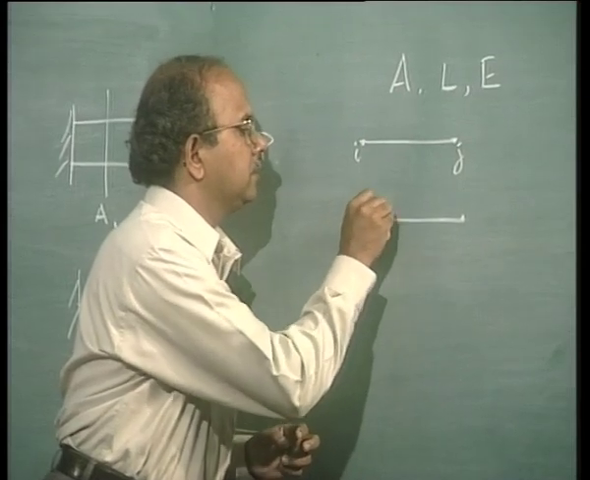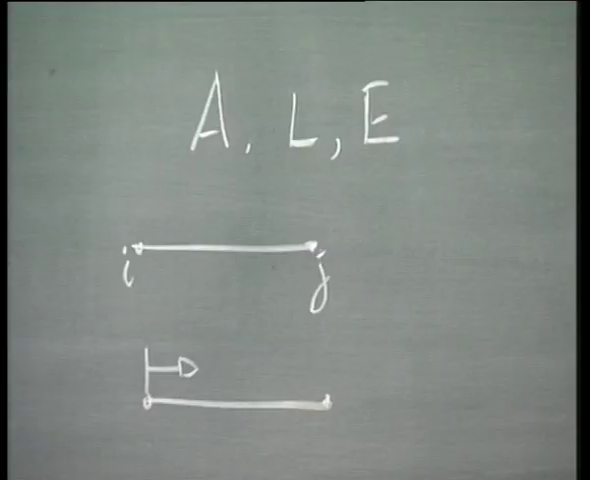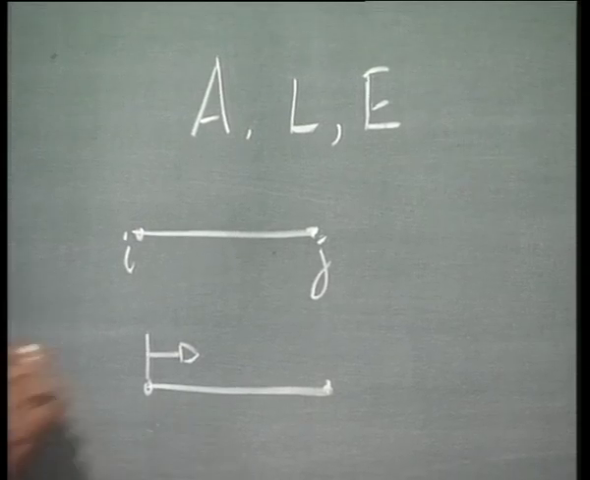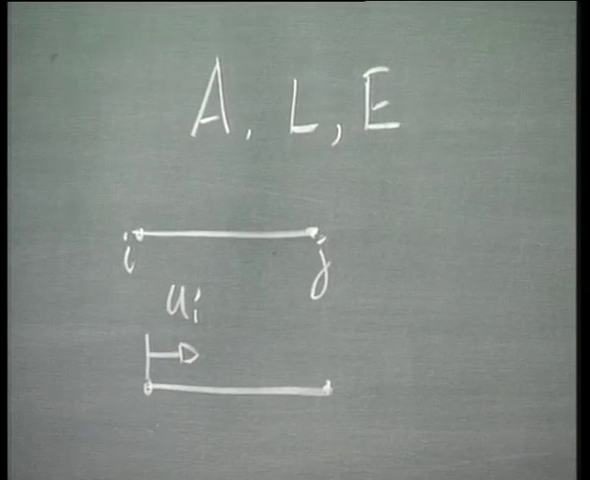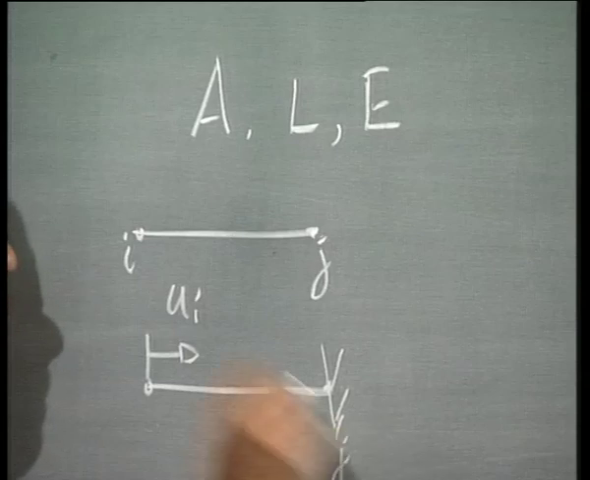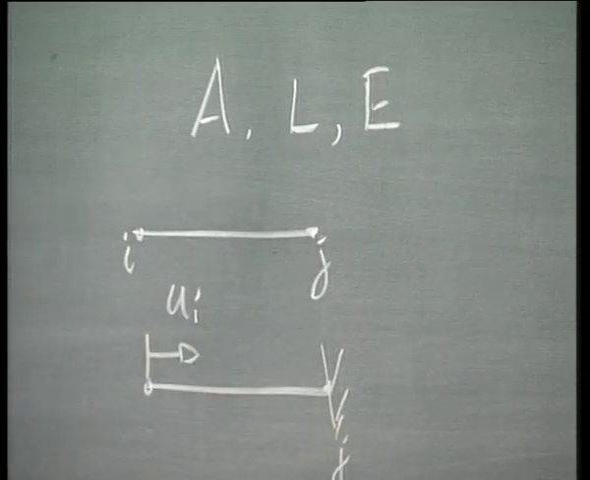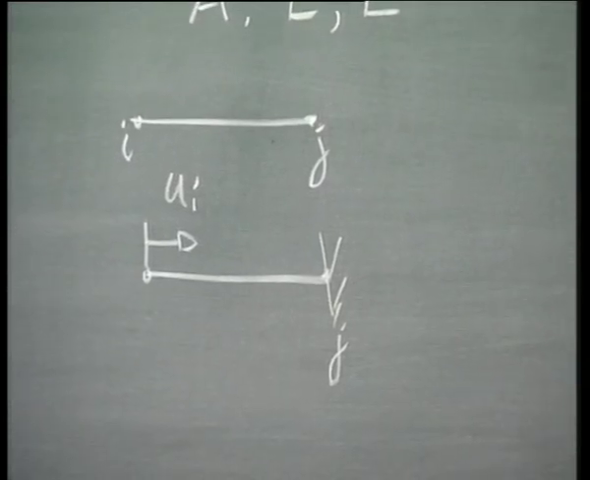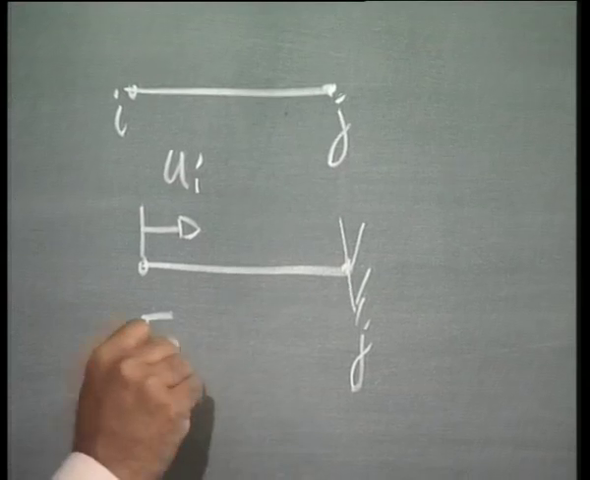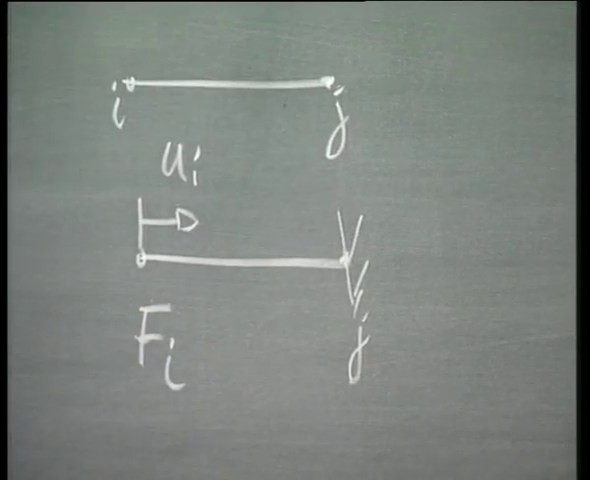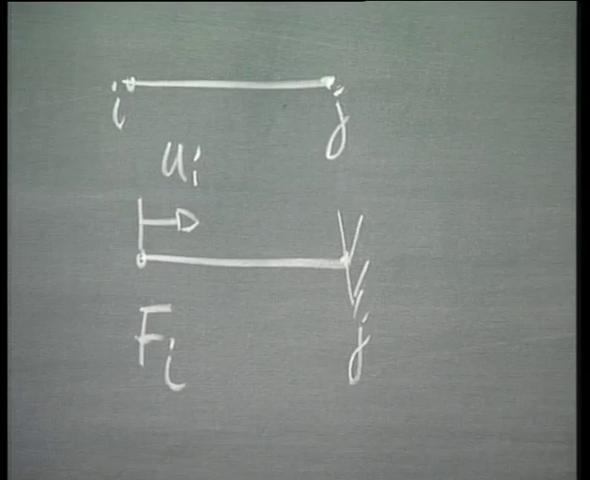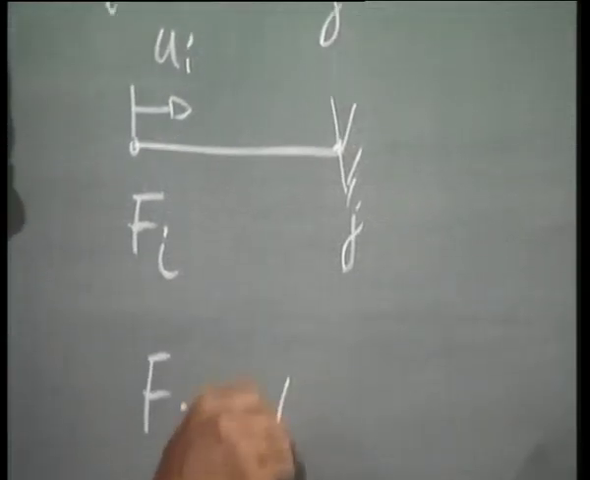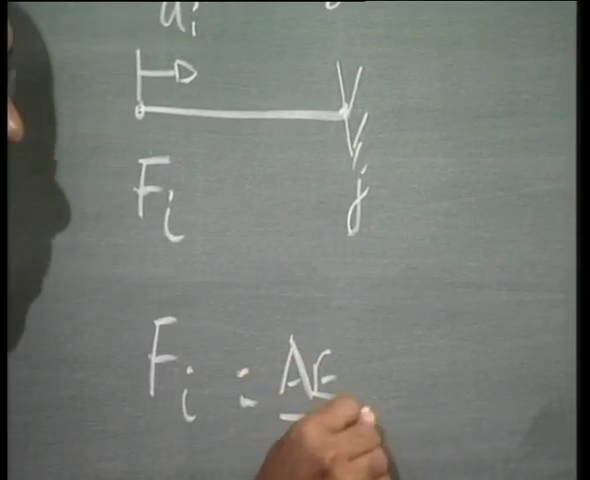Right? Okay. Now let us start with what we know. In this bar, let me apply a displacement, which I call, say, Ui, and fix j. Now, let me call the force that is required to cause this displacement Fi. From my previous result, I know what Fi is. What is Fi? AE by L into Ui.